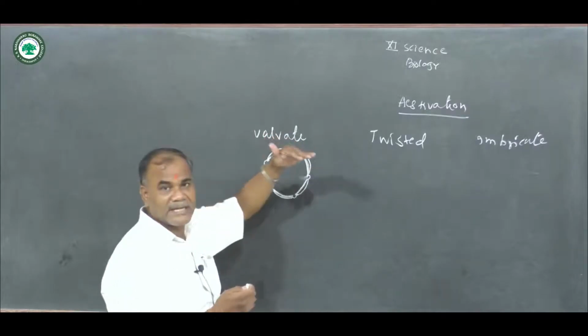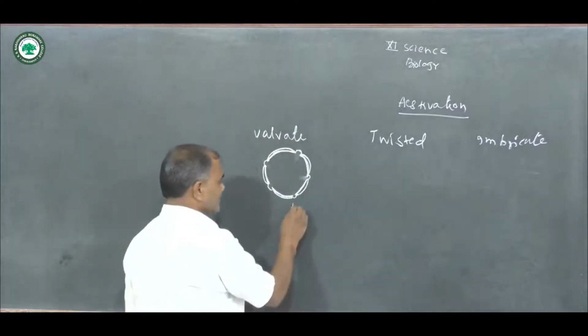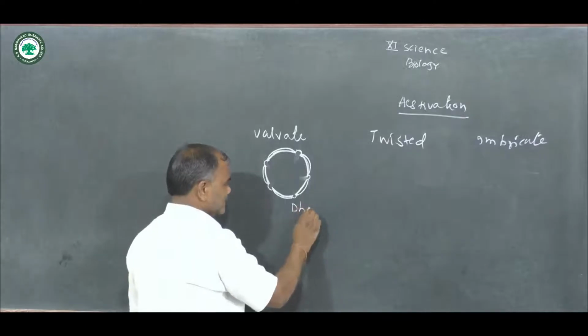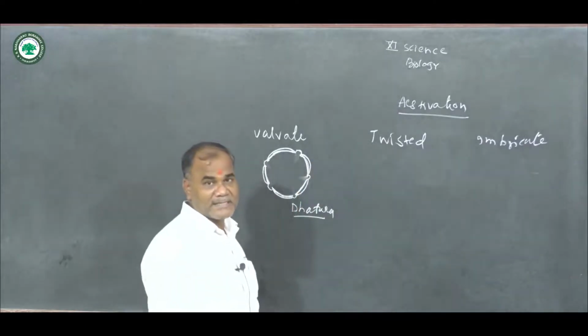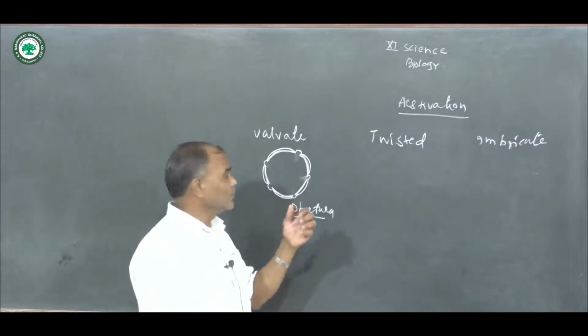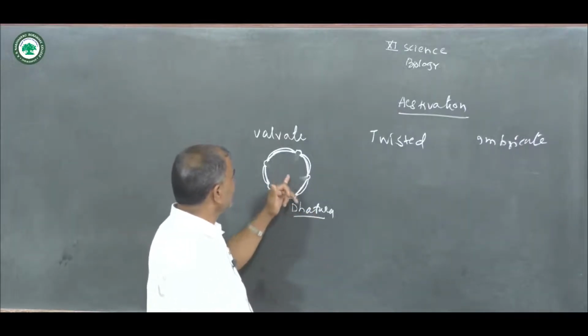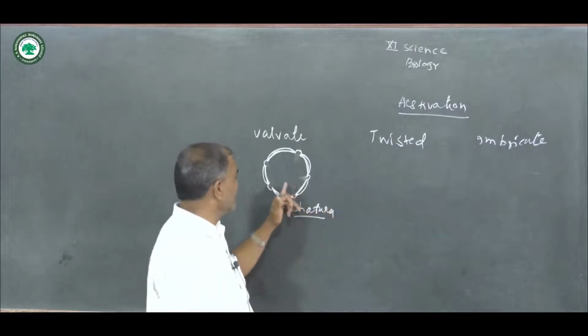This type of arrangement can be found in plants like dhatura, because these flowers are in the gamopetalous condition, that is, calyx and corolla are both gamopetalous. So this type of arrangement will be found in plants like dhatura.